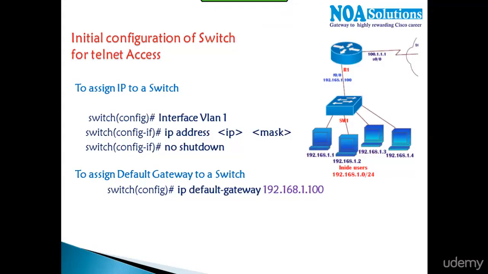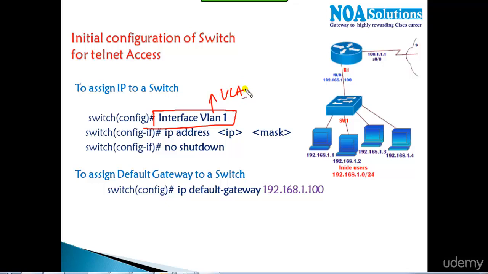So that's the reason we are going to assign the IP address, and to assign the IP address we need to go to interface VLAN 1. VLAN is actually a virtual LAN interface. We'll be discussing more on this in later concepts. By default there is only one LAN, that is what we call VLAN. It's not a physical interface, it's a virtual interface. So we need to assign the IP address to the VLAN interface.